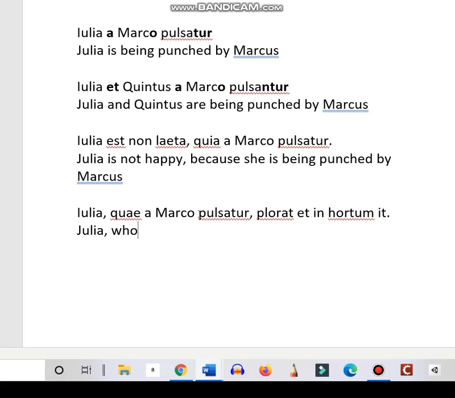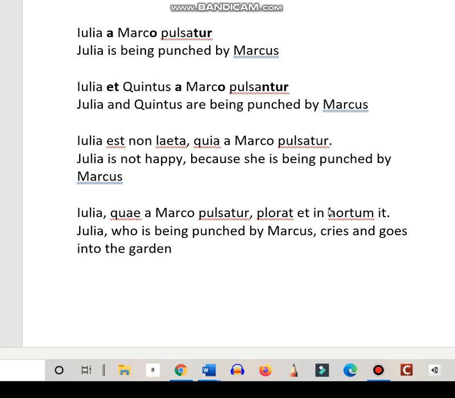So Julia, who a Marco pulsator, oh, well, that's the easy part. It's the same way that we translated the previous ones, is being punched by Marcus. So Julia, who is being punched by Marcus, plorat et in hortum it. That part's rather simple. It's just simply the active form of the word. Let me write that out for you. So plorat et in hortum it means Julia, who is being punched by Marcus, cries and goes into the garden. So that should be everything. I hope you guys do a good job with the passive voice.